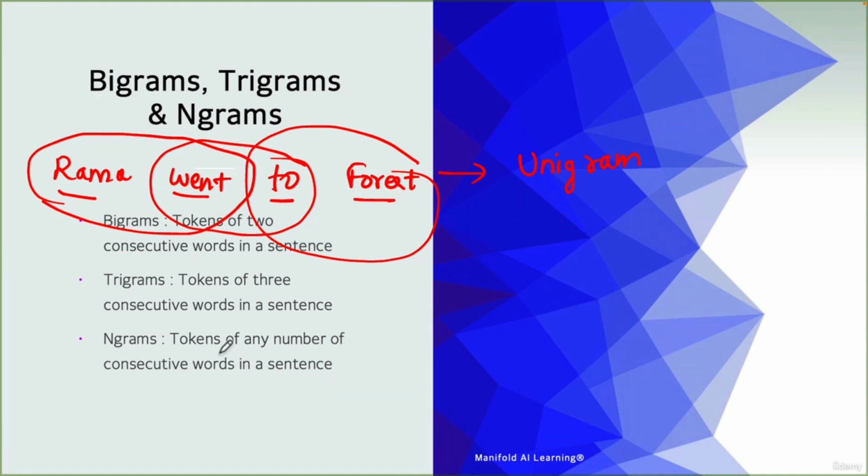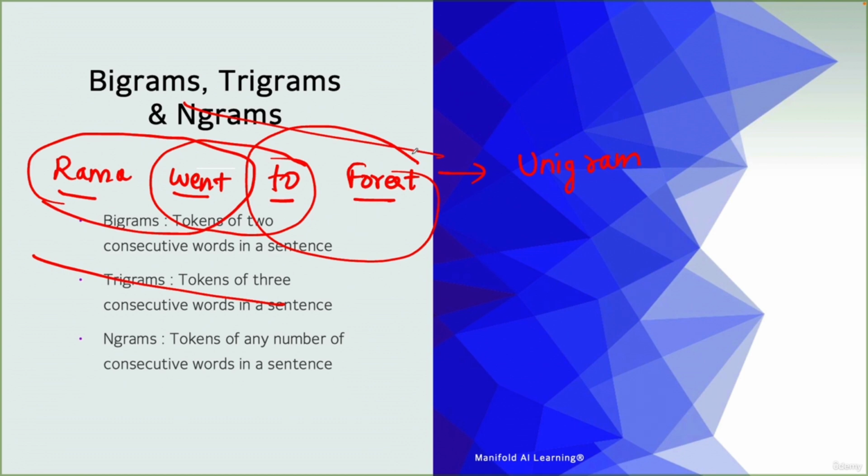Now when I talk about trigrams, Rama went to will be one token, and went to forest will be another token. That will be my trigram. So this is how the concept of bigram, trigram, and n-gram would work. N-gram is a general terminology that we use.